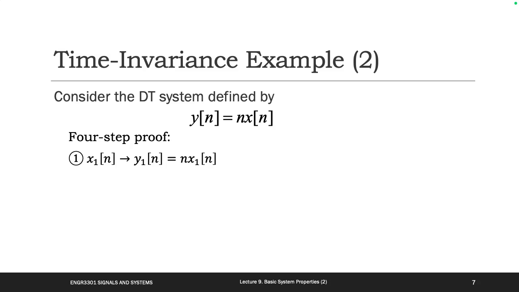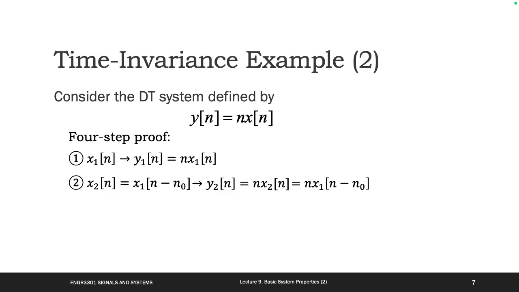The first step: we give the input x1[n], and we get y1[n] equal to this. Then we let x2[n] equal x1[n - n0], and we get this one. This is y2[n] = n x2[n], and then equal to this one. That makes sense to you? We just let x2 equal this as an input, and y2[n] = n x2[n], because you only change this part, since x2[n] equals this one.